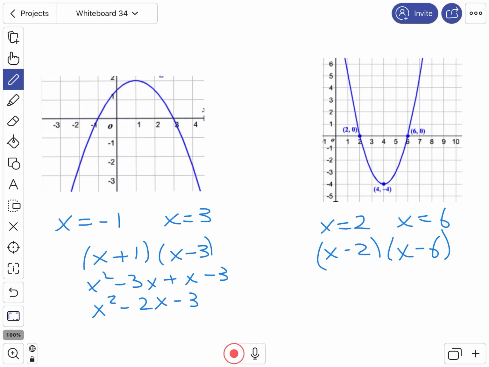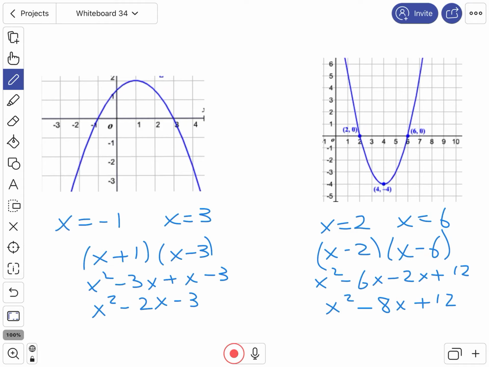Okay, going back over to the right-hand side, I'm going to multiply x by x minus 6. That's going to be x squared minus 6x, and then minus 2 by x minus 6. Minus 2x, minus by minus gives me plus. 6 2's are 12. So I have x squared minus 8x plus 12. Okay, and there's my function.